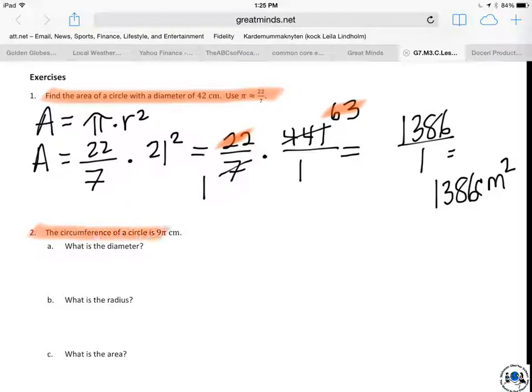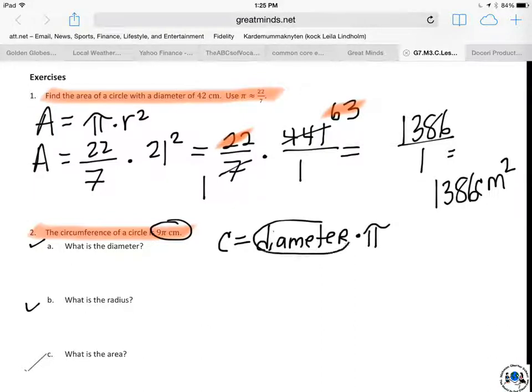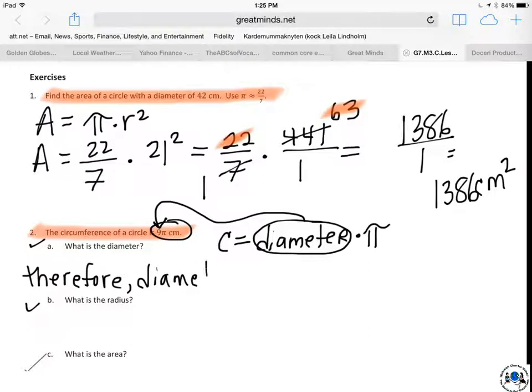Okay, so let's go ahead. The circumference of a circle is 9 pi centimeters. We're going to start from here. Circumference we know is diameter times pi, right? Well, the way it's expressed here is 9 pi centimeters. Therefore, that 9 is going to stand for diameter. So the diameter is 9 centimeters. Pretty simple to look at that one.